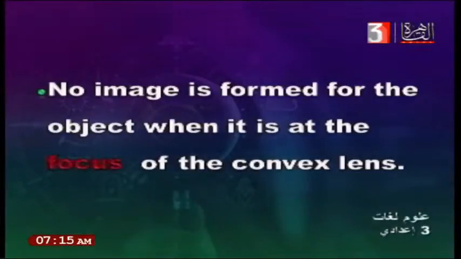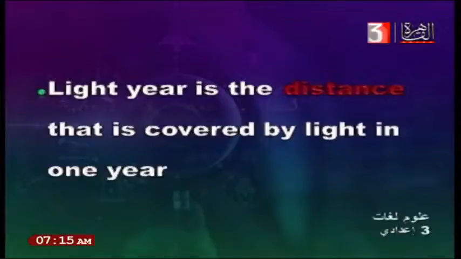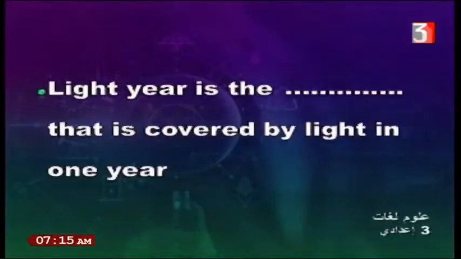No image is formed for the object when it is at the focus of the convex lens, because the refracted ray will be parallel. Light year is the distance that is covered by light in 1 year. It is the definition of light year.